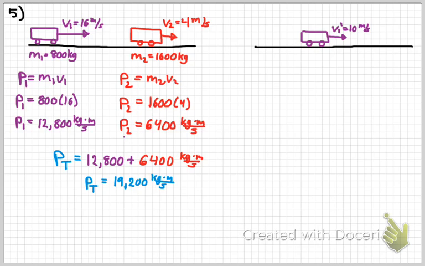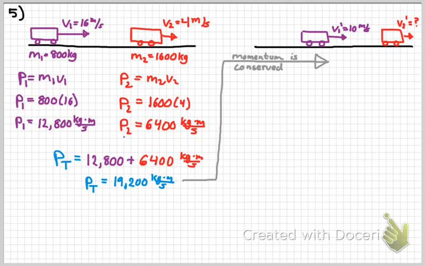Our after picture, we have the first car moving still forward at 10 meters per second. So you're just told that it slows down. And our job is to figure out the velocity of the second car. So our after picture looks something like that. Trying to figure out the velocity of the second car. Momentum is still being conserved, so we're going to draw that arrow again, indicating that momentum is conserved. So that means my total momentum after they collide is still 19,200.